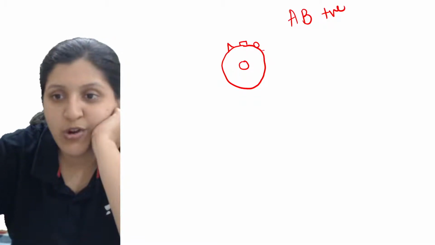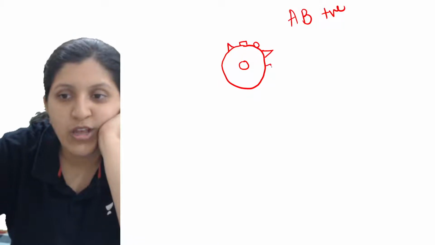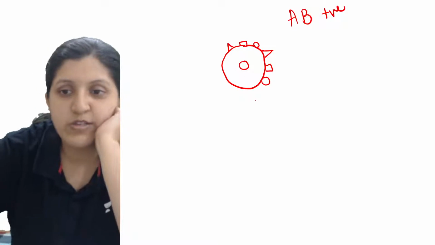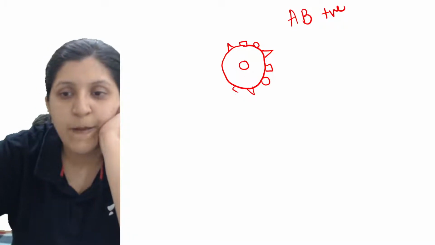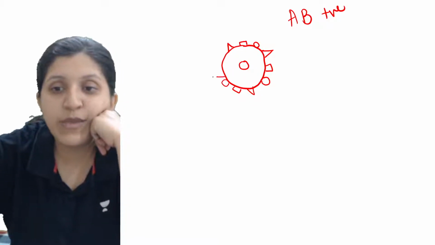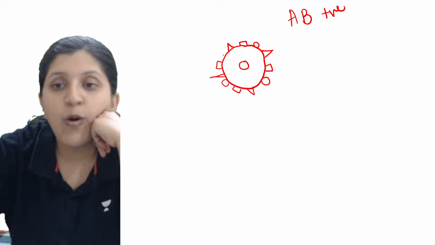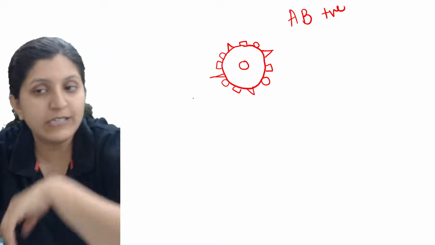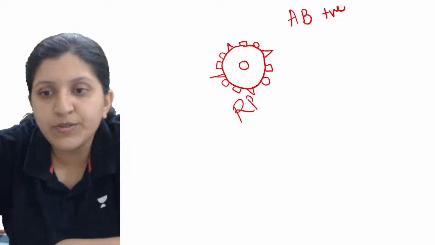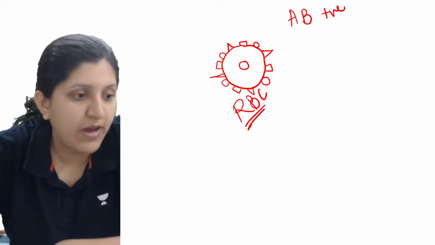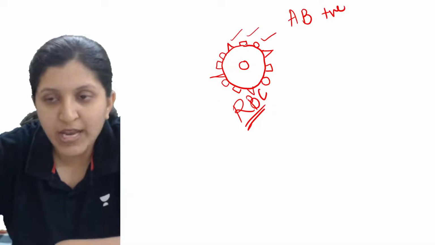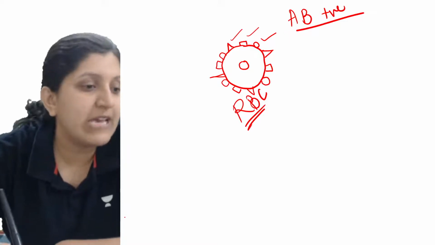Let's draw one more time. This is A antigen, this is B antigen, then you can find Rh antigen as well. Same way, there is A antigen, B antigen, Rh antigen. What is the meaning of this? You can find all the different types of antigens on the surface of the RBC: A antigen, B antigen, and the Rh antigen. That is when we call it AB positive.